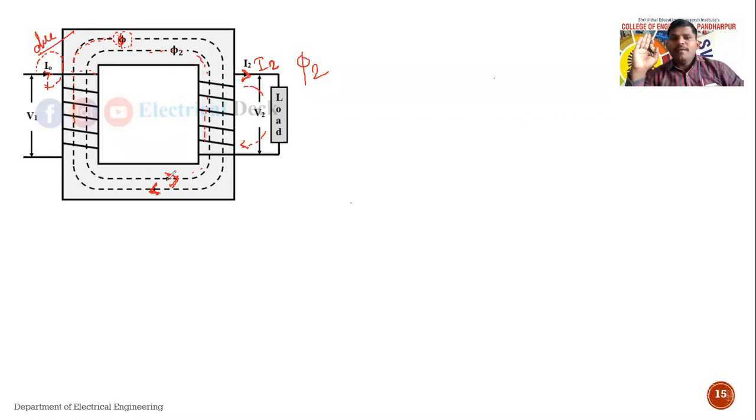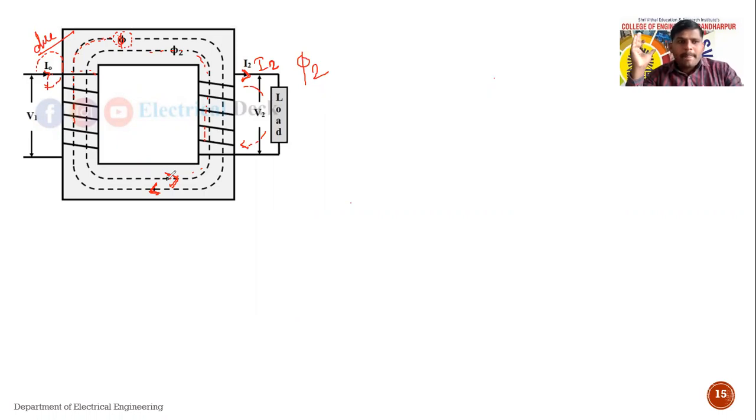See, when the circuit is loaded, the secondary current will start flowing from the secondary side. When current flows from the secondary side, it will produce some flux in the core, that is phi 2 flux, but in the opposite direction. That means it will weaken the value of the main flux, or it may distort the value of the main flux. It will oppose the main flux, right?